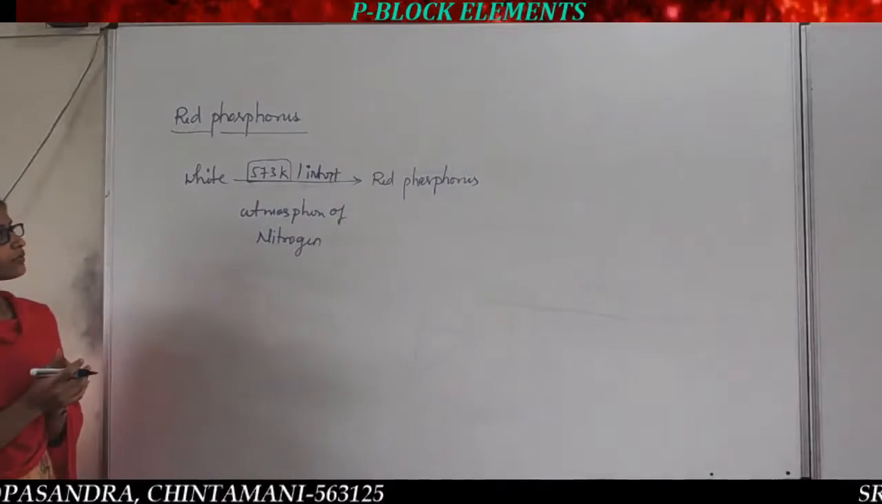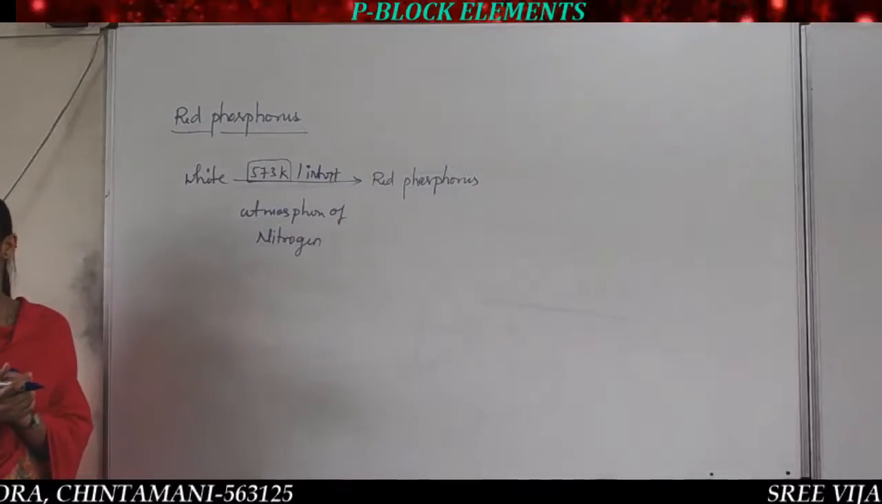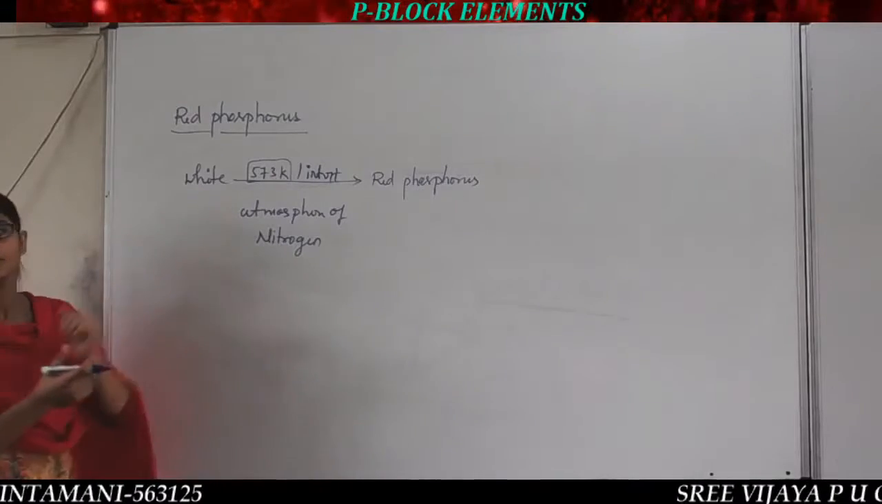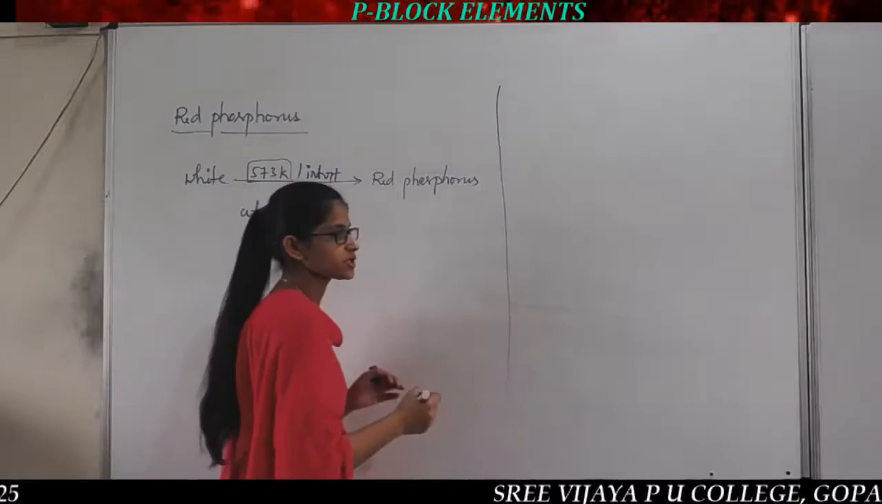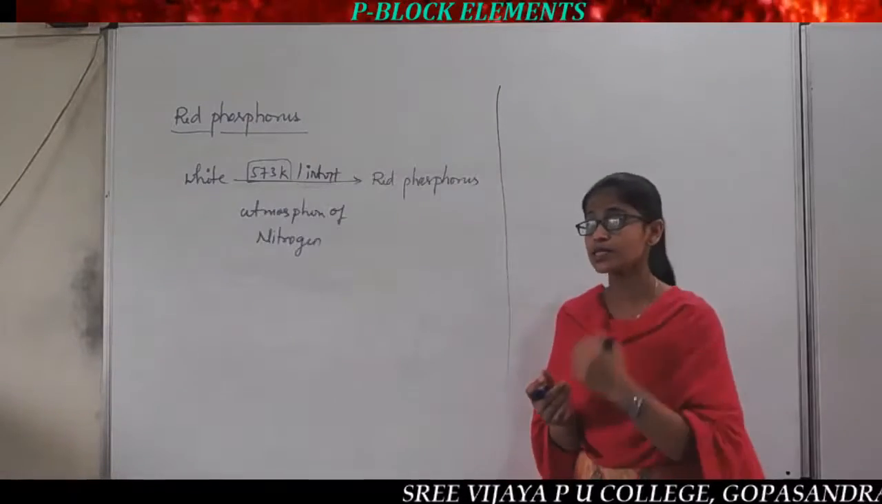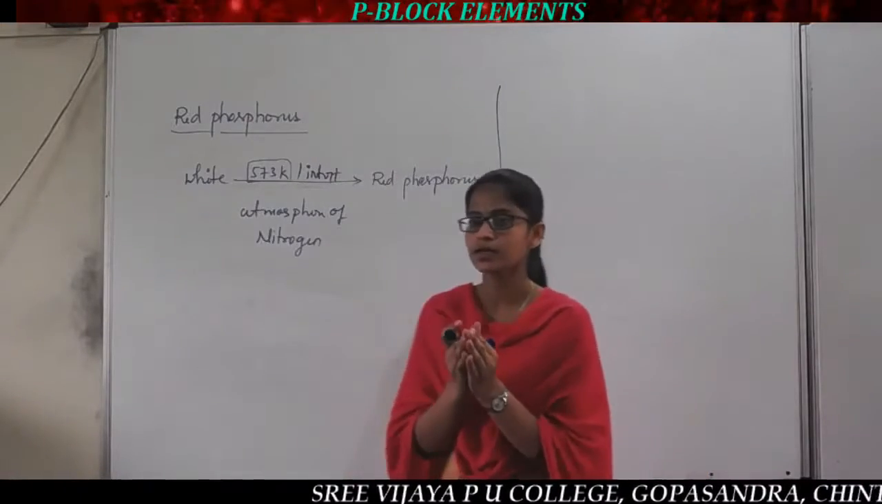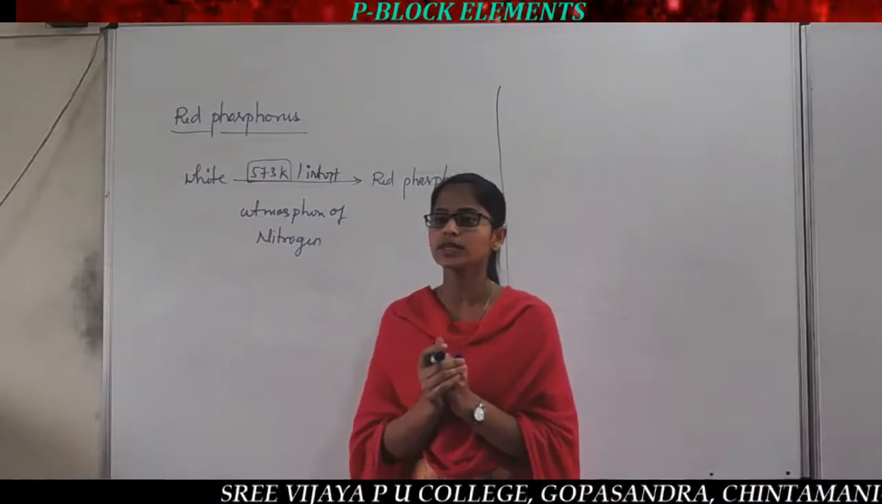Okay, this is one of the methods for the preparation of red phosphorus from white phosphorus. Okay, come back to some more properties of white phosphorus and red phosphorus. Last class I told you white phosphorus readily reacts with concentrated NaOH.